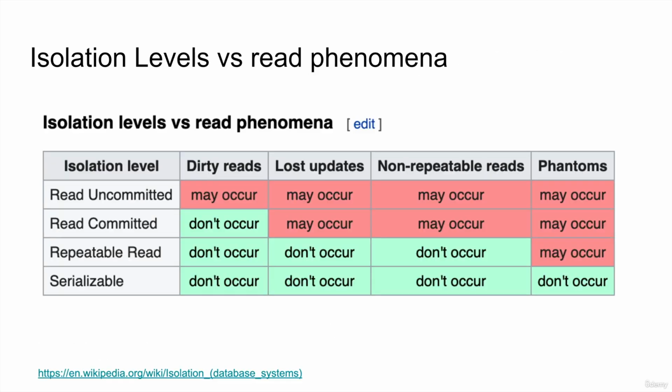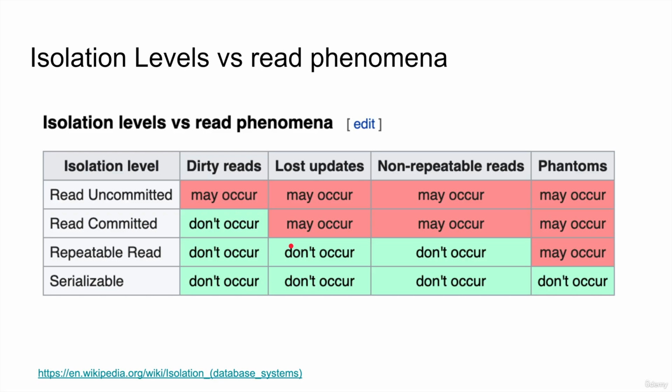Okay, that's the table I was talking about from Wikipedia. You have the read uncommitted level, where all of these phenomena can occur, obviously, because we don't care. Read uncommitted, read anything, right? Any change that happens, dirty reads, lost updates, you get non-repeatable reads, you get phantom reads.